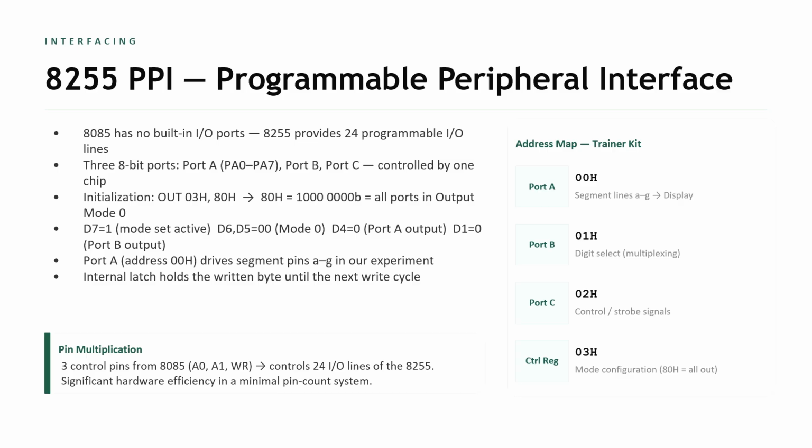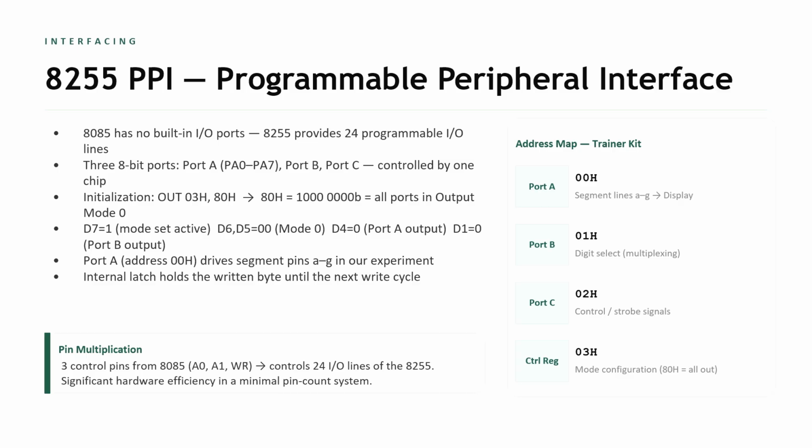Initialization: we write the control word 80H to address 03H. In binary, 80H is 10000000. Bit 7 equals 1, meaning mode set is active. Bits 6 and 5 are 00, meaning mode 0, basic input output. Bit 4 is 0, meaning port A is output. Bit 1 is 0, meaning port B is output. So a single instruction, MVI A, 80H, followed by OUT 03, configures all three ports as output.